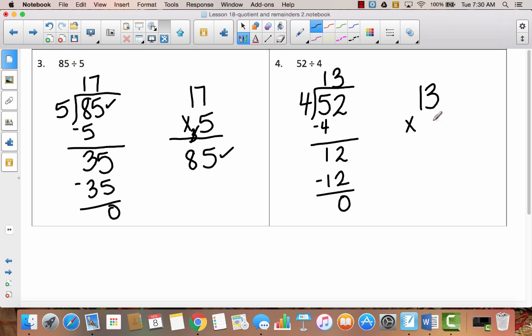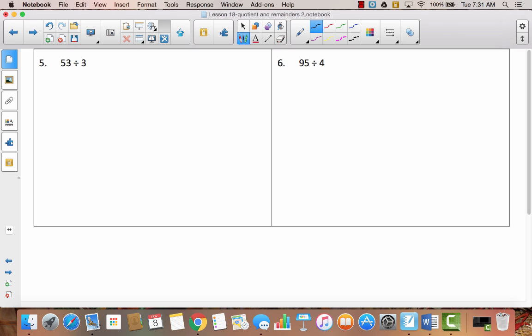I'm dividing by 4. So to check, I'm going to multiply by 4. 3 times 4 is 12. 1 times 4 is 4, plus 1 is 5. My answer matches my total. All right, let's keep going.